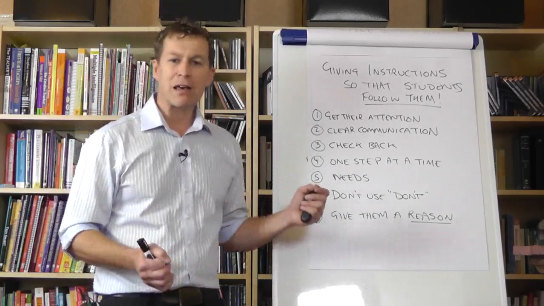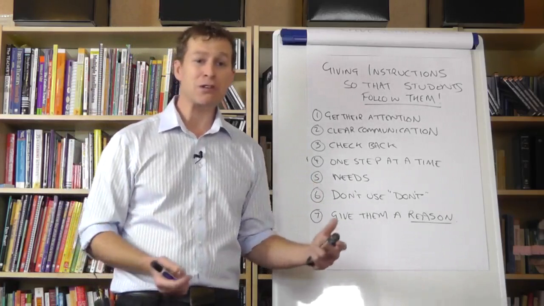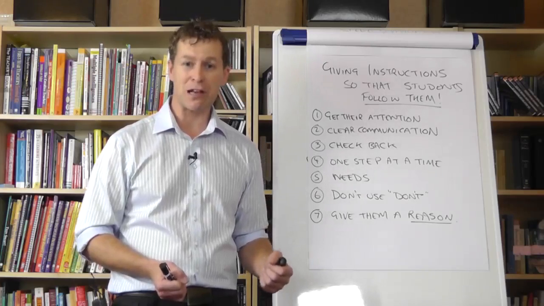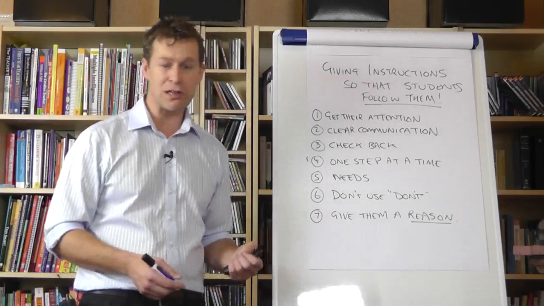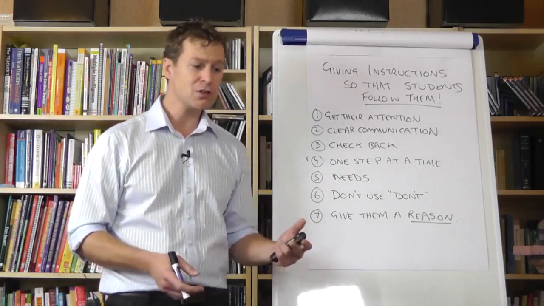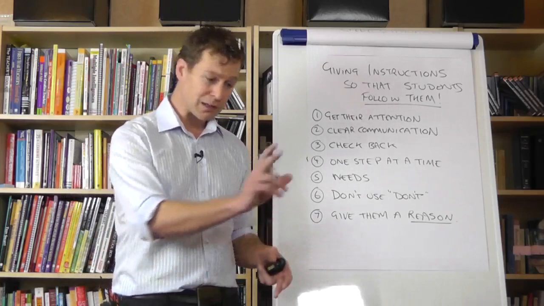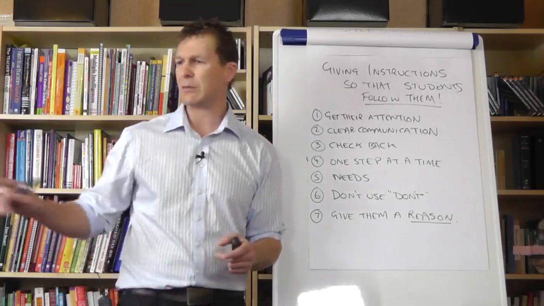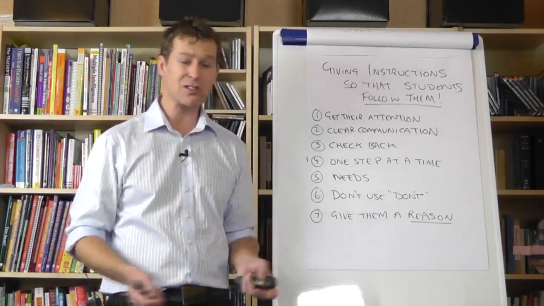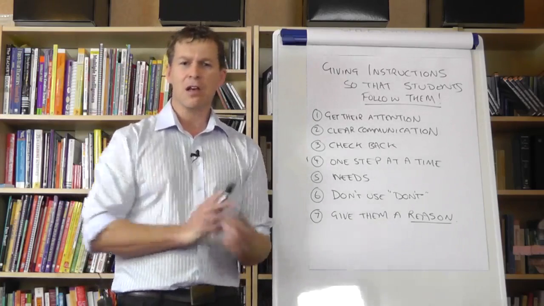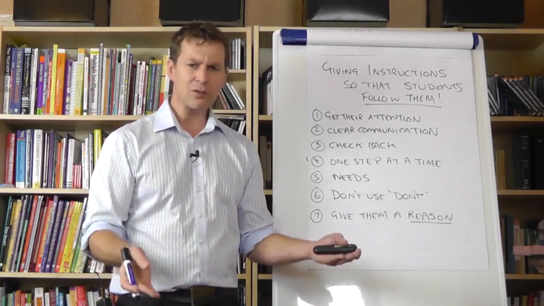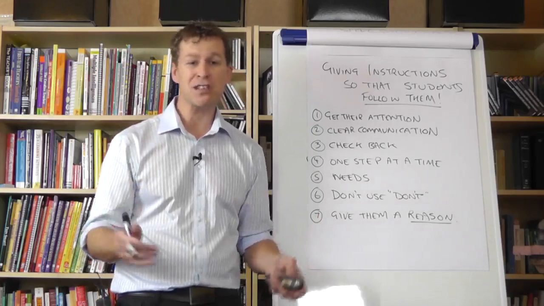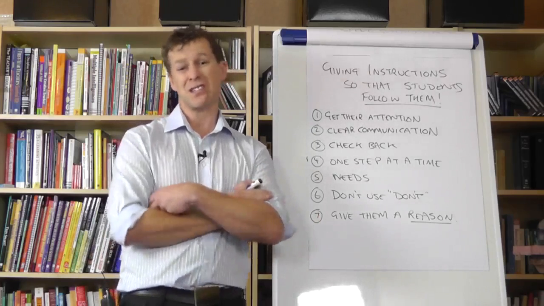Next is to check back. Now this is a really good way of making sure that a student has got absolutely no excuse for not doing as you have asked. If I give the instruction to Johnny to get on with your work, Johnny, I want you to get down to question 5 in the next 5 minutes, and I walk away and I'm dealing with other students, and then I come back and Johnny's just sat there and he's done nothing, I can say to Johnny, Johnny, you haven't done the work, and he can use that classic excuse that they use so often, which is, I didn't hear you, or I didn't understand.